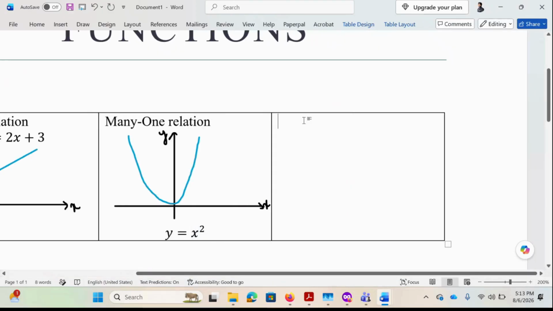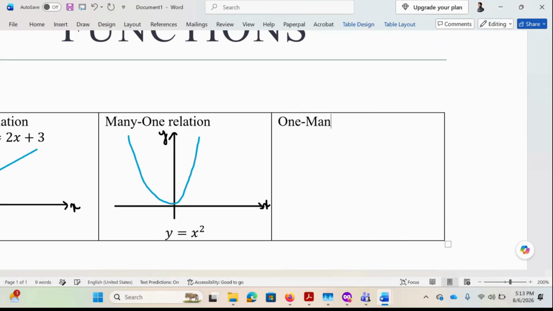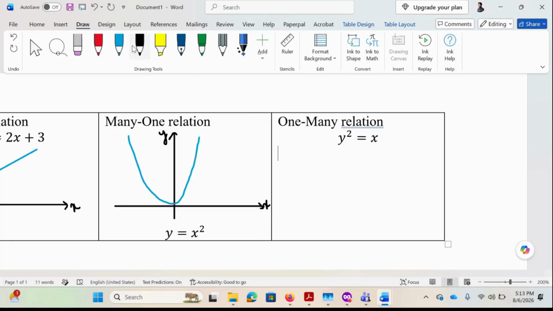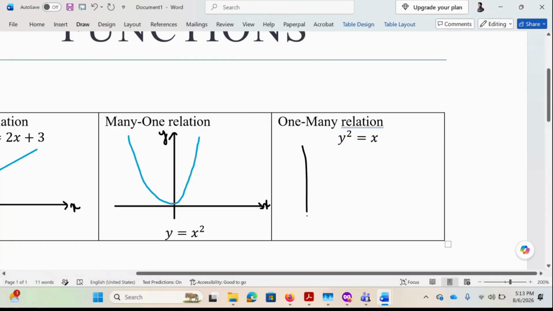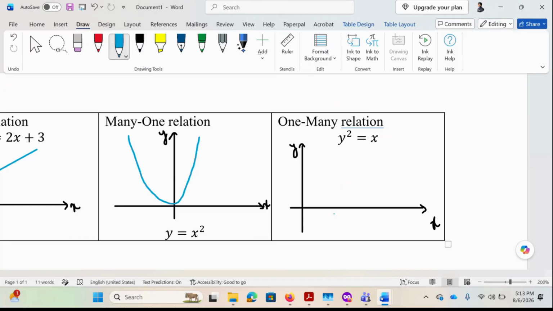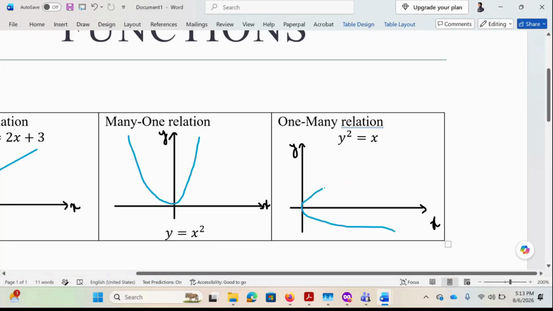And now I have the one-to-many relation, the example of which can be x is equal to y squared. Yeah, y squared is equal to x. Now, what kind of a graph will we get? For this one, we will get, this is x and this is y. Now, what basically happens in this kind of a graph, we'll get this kind of a shape.